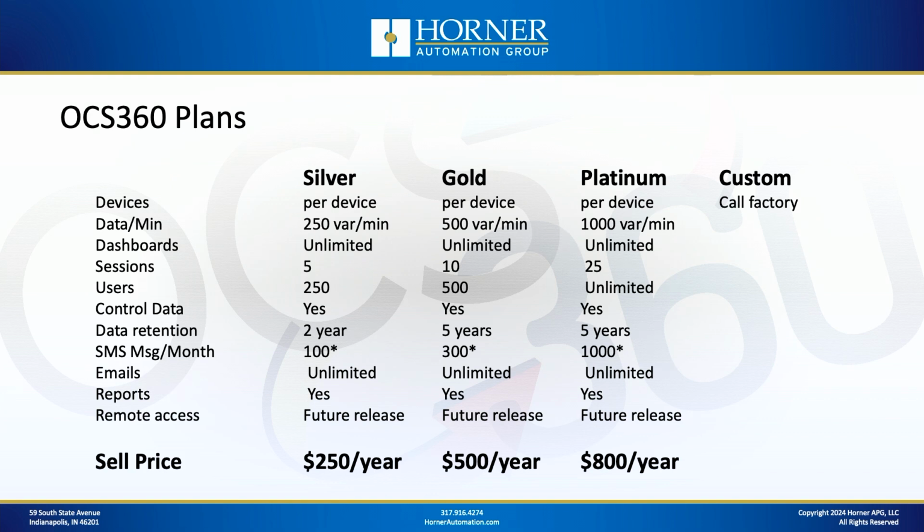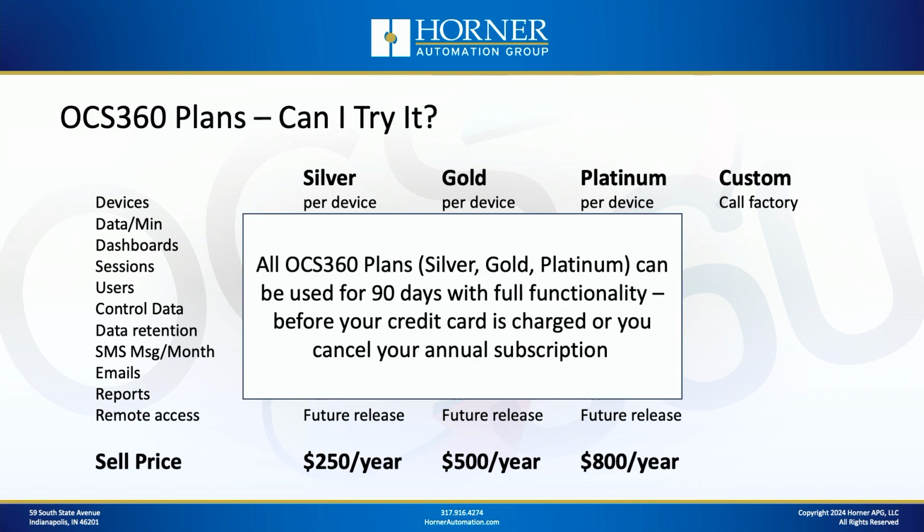And one thing to keep in mind is, regardless of which plan that you want to try out, you have the ability to try them all out. Okay, so all of the OCS360 plans, silver, gold, or platinum, can be used for 90 days with full functionality. So not a crippled version or a special free version. It's the full version you can use for up to 90 days before your credit card is charged. Or, of course, you can cancel your subscription at that point as well. So you've got a great opportunity here when you're ready to go ahead and try out OCS360.